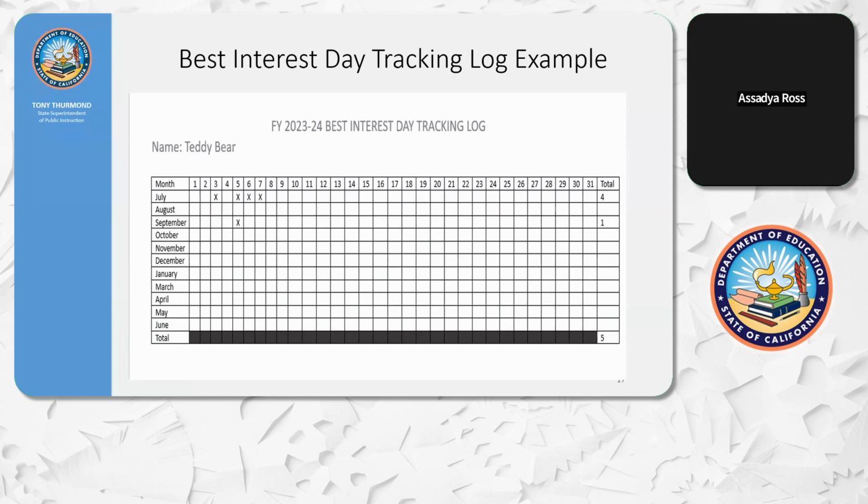You want to verify that best interest days from the sign-in and sign-out sheet are reconciled on the best interest day tracking log. And you'll also want to verify that the child doesn't exceed their allotted 10 best interest days. The best interest day tracking log does not have to look like this. This is just an example, but it is a requirement that best interest days are tracked for all children in the program to ensure that they don't go over their yearly allotment.